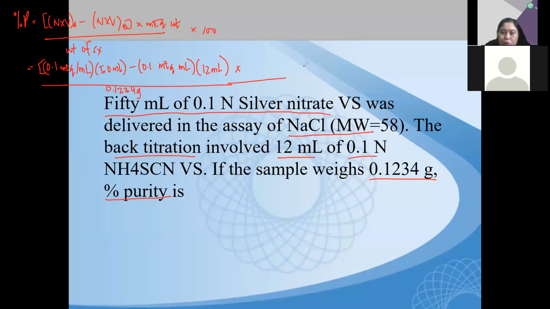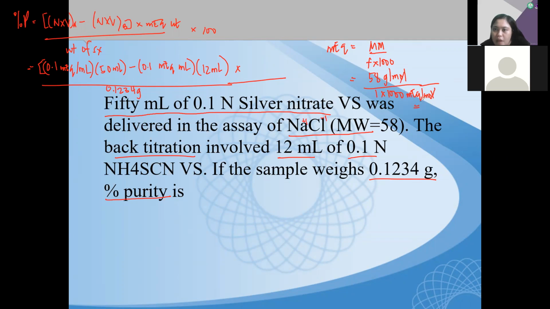Assay of sodium chloride. The assay of sodium chloride means that the sample here is the sodium chloride. So how do you get the MEQ of the sodium chloride? Molar mass divided by F times 1,000. It's already given: 58 grams per mole divided by the F for NaCl. This is positive 1, this is negative 1, so this is just 1. Times 1,000, and then MEQ per mole.